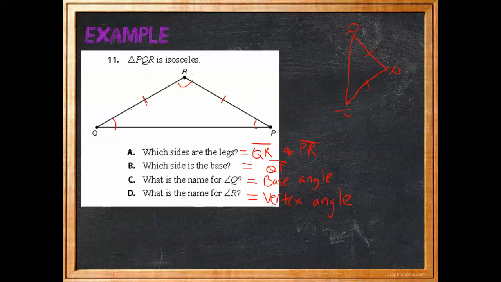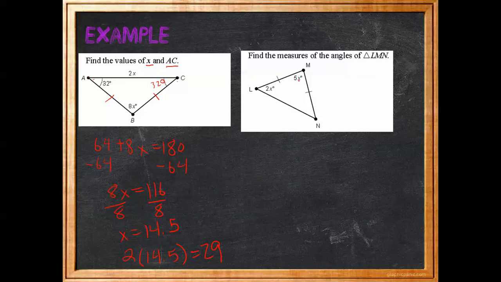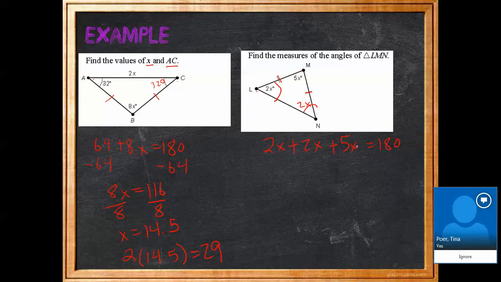On the next one right here, find the measure of angle LMN. These two angles are in an isosceles triangle, so we know that this angle is equal to this angle. So we know this angle is also 2x. So here we know 2x plus 2x plus 5x equals 180. 2x plus 2x plus 5x is 9x. When we divide by 9, x is going to equal 20. So to find angle LMN, we're going to take 5 times 20, which is 100 degrees.